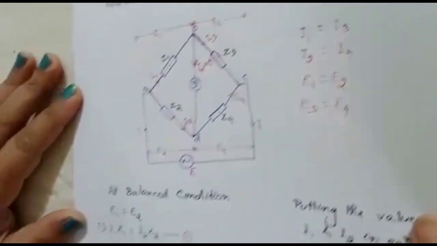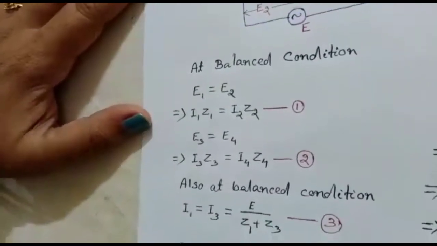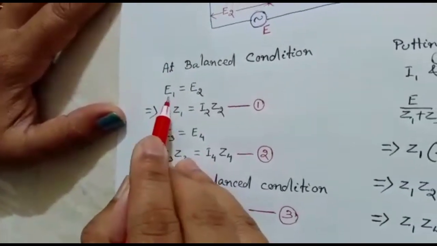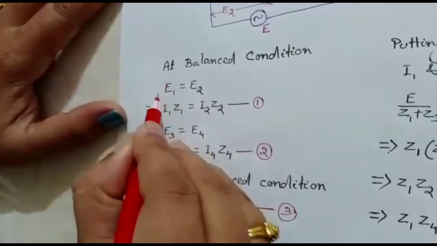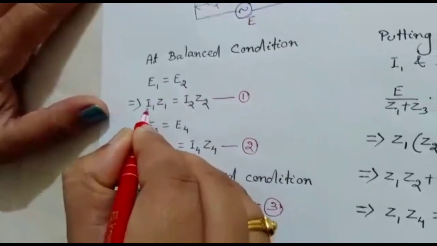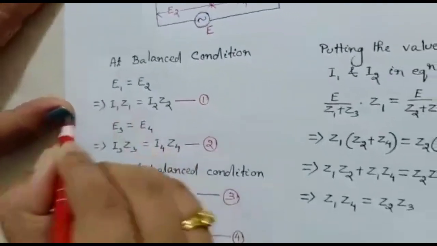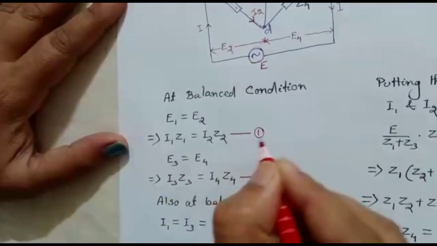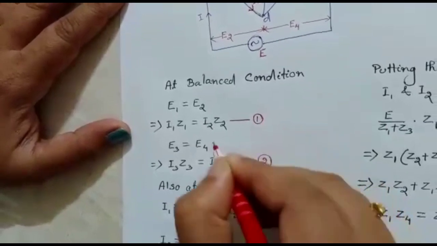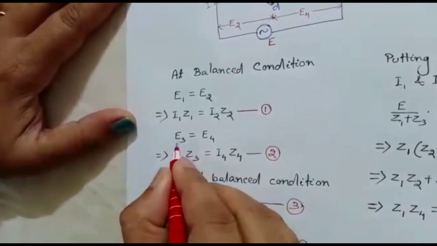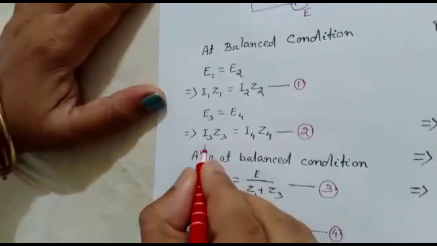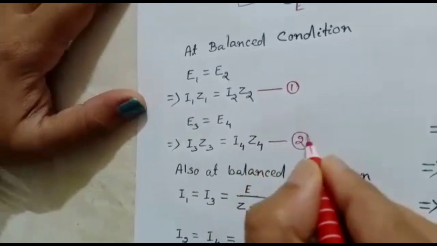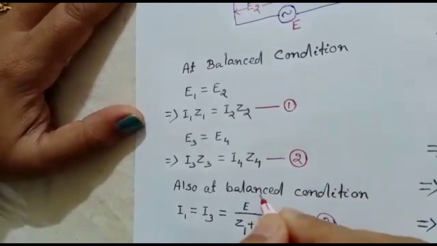So at balance condition E1 is equal to E2. The value of E1 is its respective current times its respective impedance, so I1 into Z1 is equal to I2 into Z2. That is our equation number 1. And E3 is equal to E4, so I3 into Z3 is equal to I4 into Z4. That is our equation number 2.